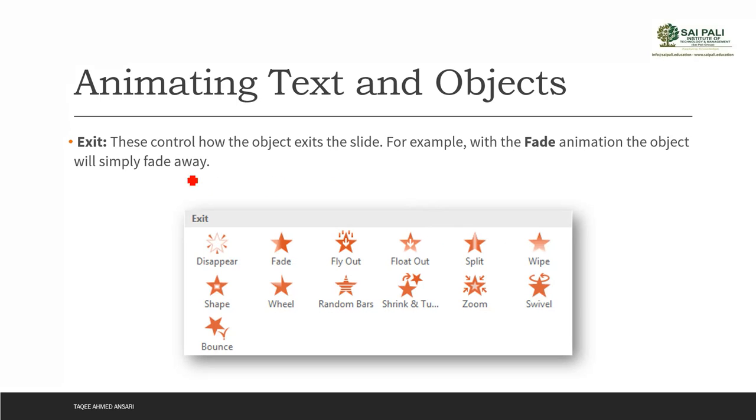Then the third option is exit. Now this will decide how the object will exit from your slide. So if I suppose select a fade, when I click my mouse, it will automatically fade out and exit from the slide.